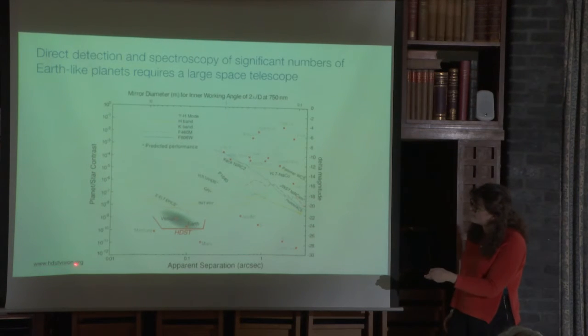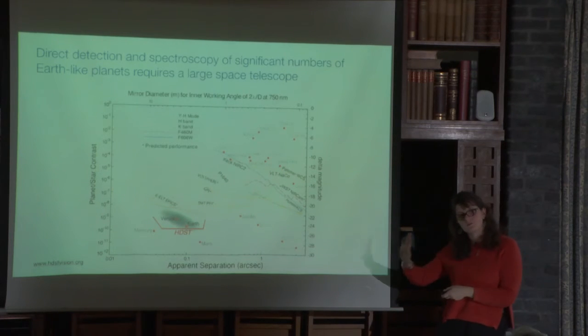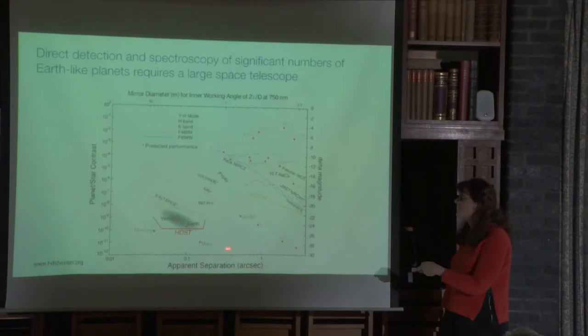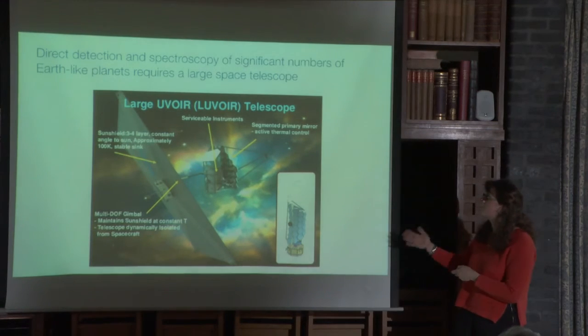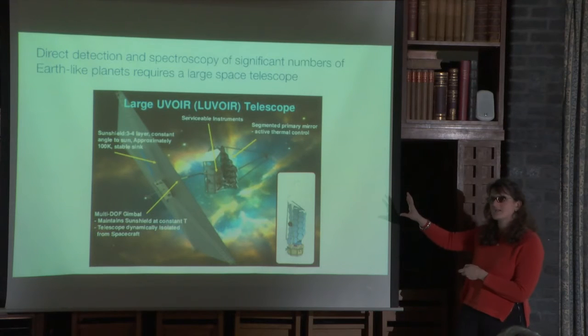But if you want to do it for an Earth-like planet around a Sun-like star, this shows the contrast that you have to achieve as a function of separation. And to do it, you need to reach contrast down to 10 to the minus 10 at separations of as little as 0.1 arcsecond, or even smaller if you place the system further away. And to do that, you have to go to space.